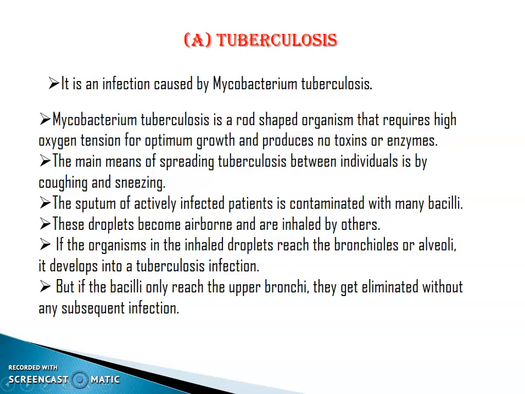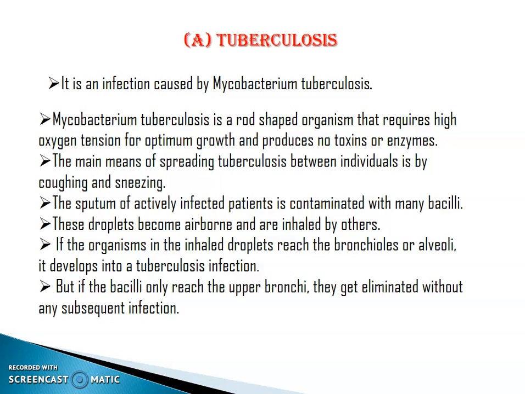Now we will start with the first disease, that is tuberculosis. It is an infection caused by Mycobacterium tuberculosis. Mycobacterium tuberculosis is a rod-shaped organism that requires high oxygen tension for optimum growth and produces no toxin or enzyme. The main means of spreading tuberculosis between individuals is by coughing and sneezing.